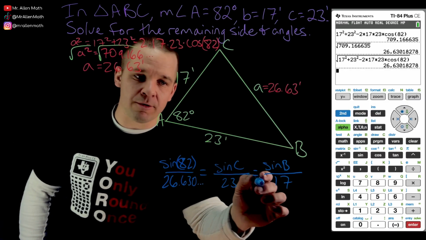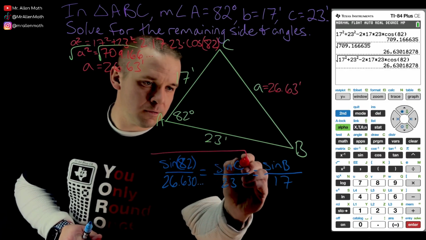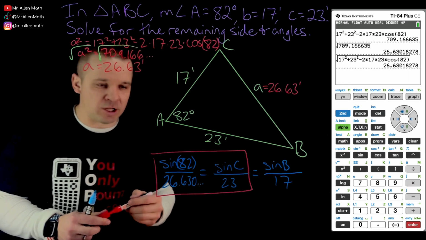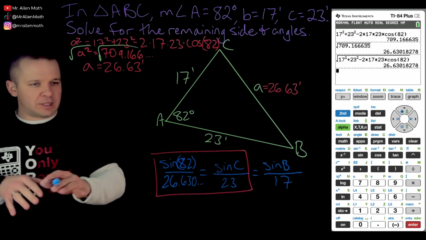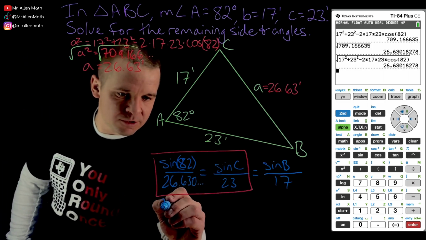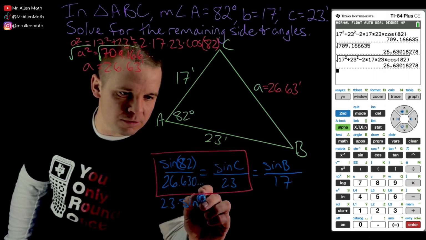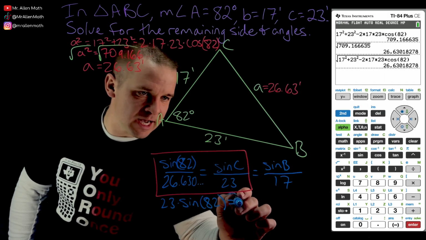I'm not really going to be using that one. I'm going to be focusing on these two right here. I'm going to cross multiply with those two. I'm not even worried about this one over here, okay? So let's do that. Let's cross multiply and solve. I'm going to have 23 times sine of 82 equals this mess right here times sine of C.